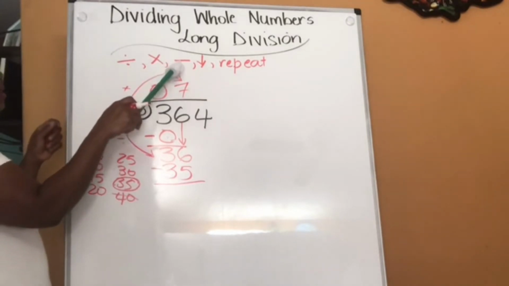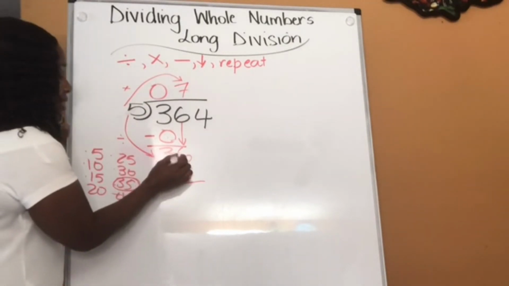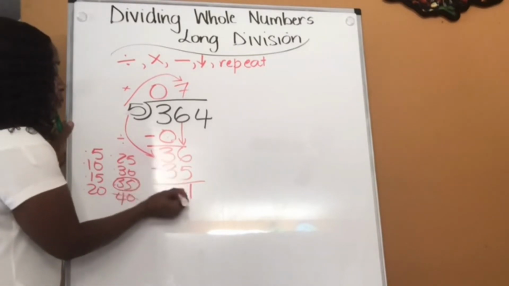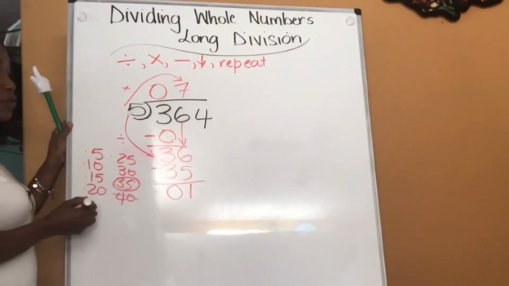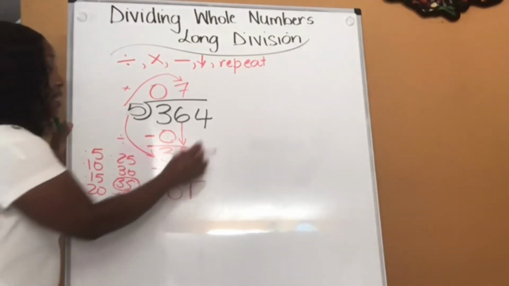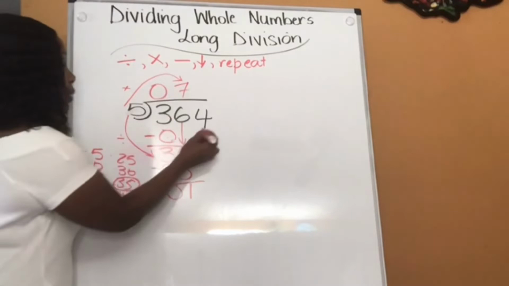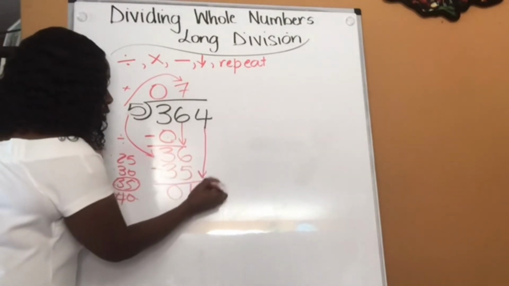Now it's time to subtract. I have 6, I give away 5, I'm left with 1. I have 3, I give away 3, I'm left with 0. I'm not done because I still have this 4. So the next step is to bring down. So I'm bringing down this 4.